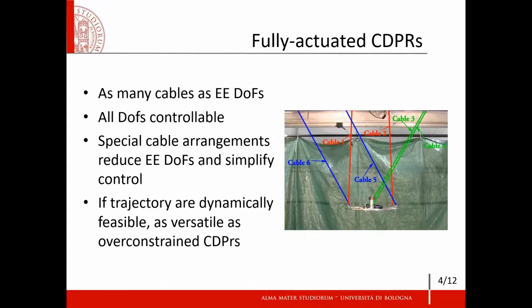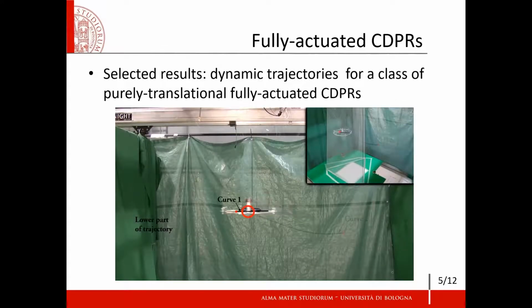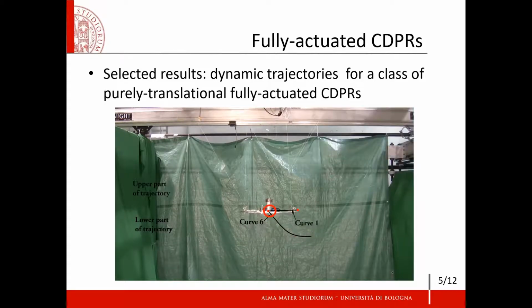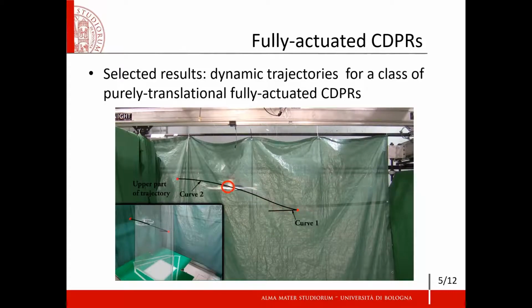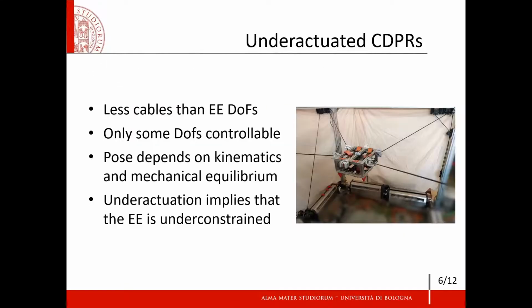In addition, by accounting for the end effector dynamics during trajectory planning, these manipulators can be as versatile as over-constrained ones. As an example of our results, this video shows point-to-point trajectories for a purely translational, fully actuated robot, which extends outside of the robot's static workspace. This is represented by points in space where the platform can rest with taut cables. The platform is able to reach each destination with no velocity, thus performing an instantaneous stop without tilting or panning or cables losing tension.